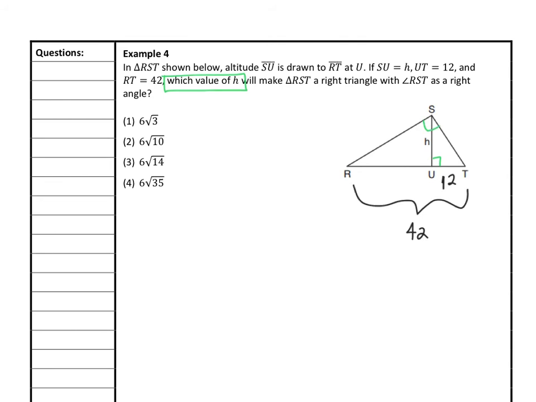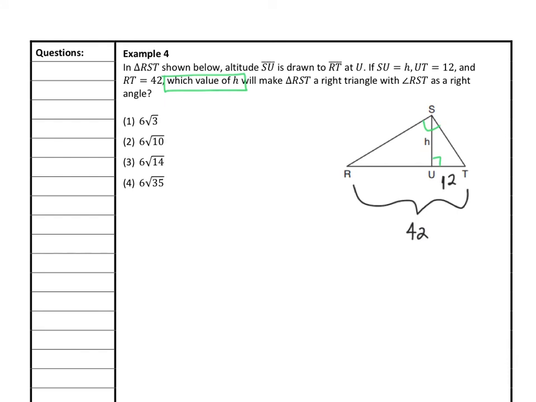So the first thing I'm going to notice in this picture is I don't have a ton that's labeled, but something you do want to pick up on is that they told you this piece right here is 12, but they told you this entire length, these 2 pieces together, is 42. So if I want to find this missing piece in here, and I know that these two together have to add to 42, this is only 12.